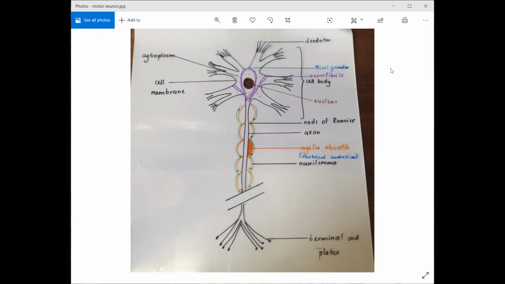The stimuli are analyzed by the nervous system, and then an appropriate response is produced. So that is the function of the nervous system. You will learn more about this in grade 12.